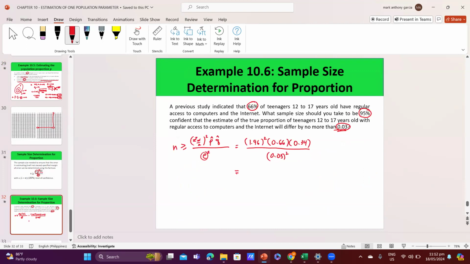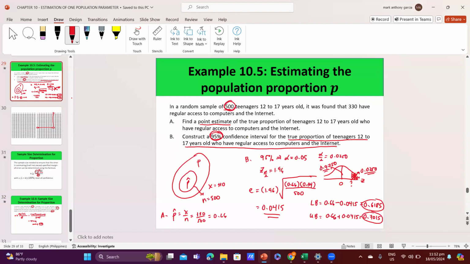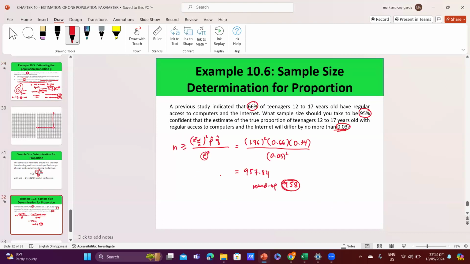So using our calculators and plugging in the values, we get 957.84. But again, since we're solving for the sample size, we need to round it up to 958 samples. So observe that if the margin of error decreases from 0.0415 to 0.03, the sample size would increase from 500 going to 958.